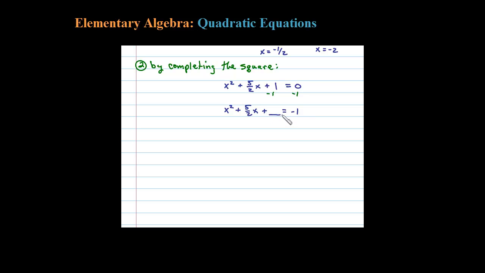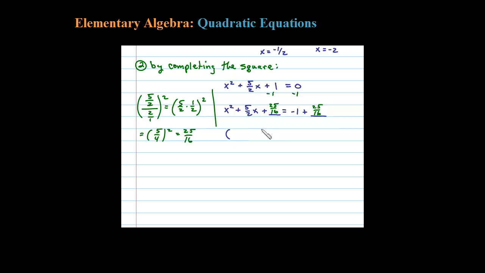Now I'm going to leave some space here for that special number. The special number that completes the square, you want to look at the coefficient on the x. So I'm looking at 5/2. I have to divide that by 2 and then square it. When I do that, I'll have 5/2 times 1/2, the reciprocal of the denominator, squared, which is 5/4 squared, or 25/16. So the special number here that's going to complete the square is 25/16. Let's go ahead and add that to both sides.